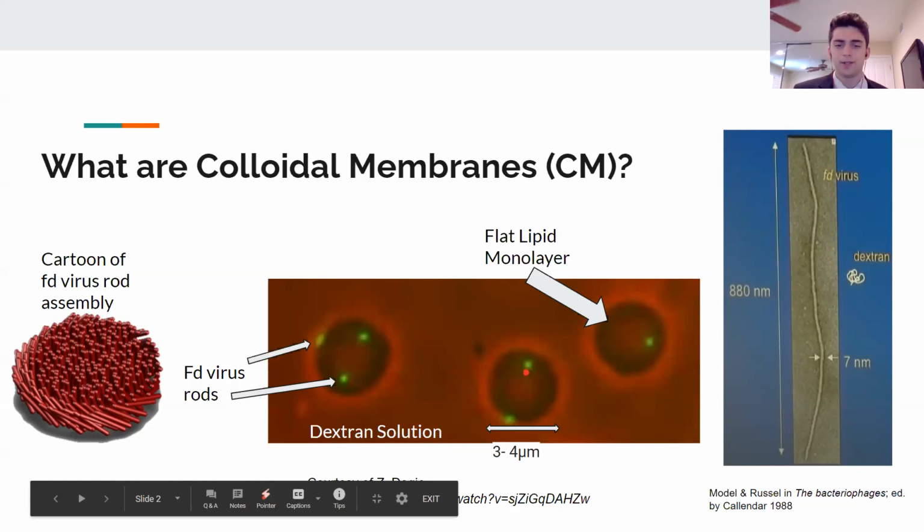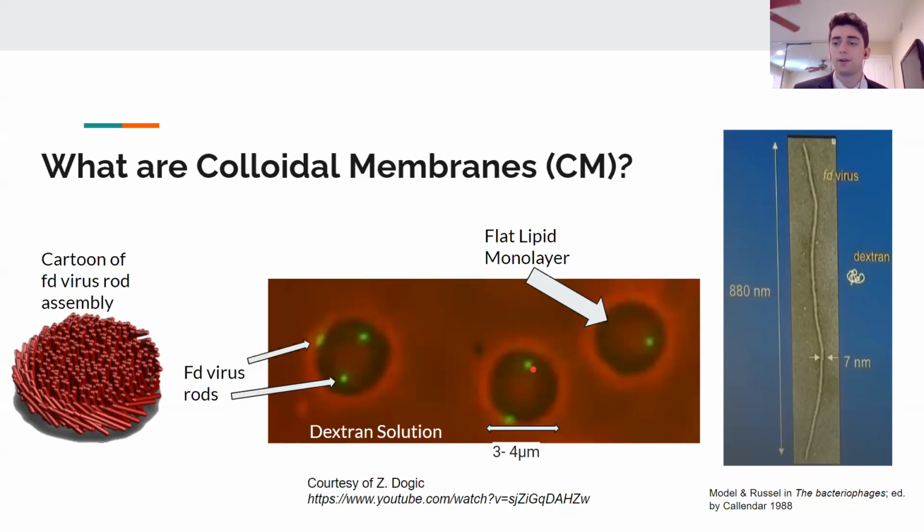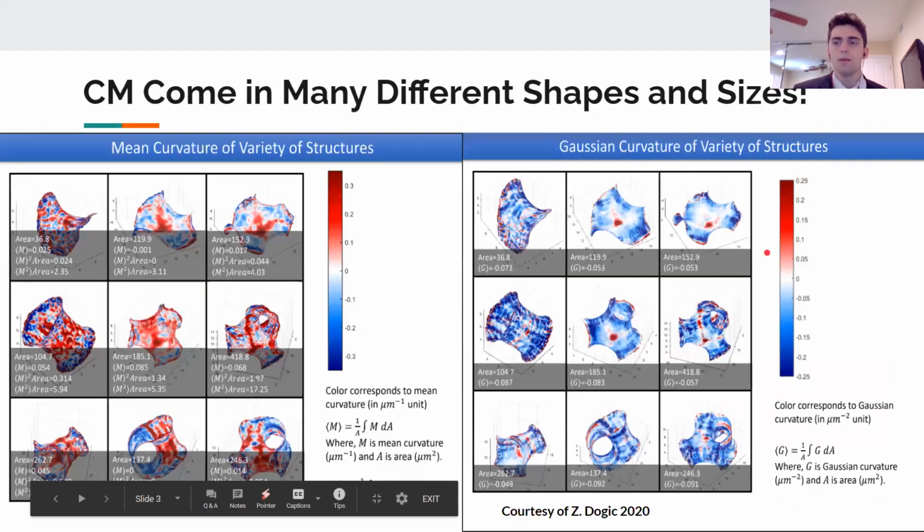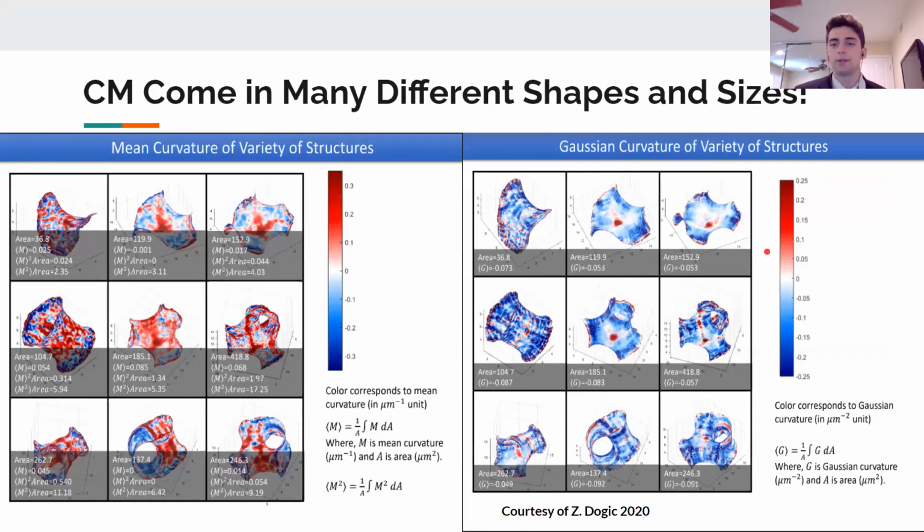And these green little dots you see on here, these are the fd viral rods. They are a couple of fluorescently labeled ones that they did an experiment. But there's not just 2 or 3 of them attached. In reality, there's a whole assembly of them, as you can see on the cartoon on the left-hand side, for a colloidal membrane model of a disc. And the geometry of these rods, they are about 880 nanometers in height, as you can see on the right-hand side image, and they're about 7 nanometers in width. But that's just the case for a disc-shaped colloidal membrane.